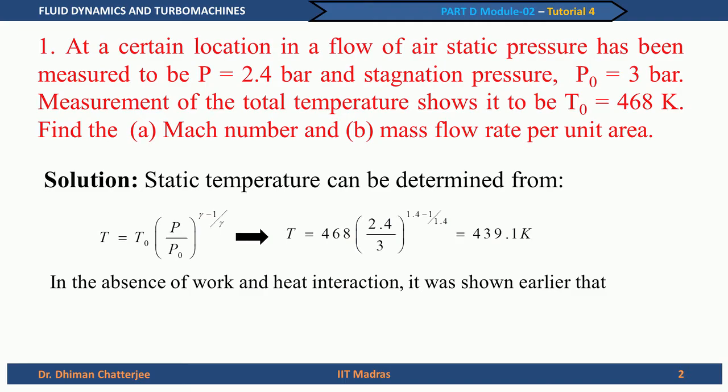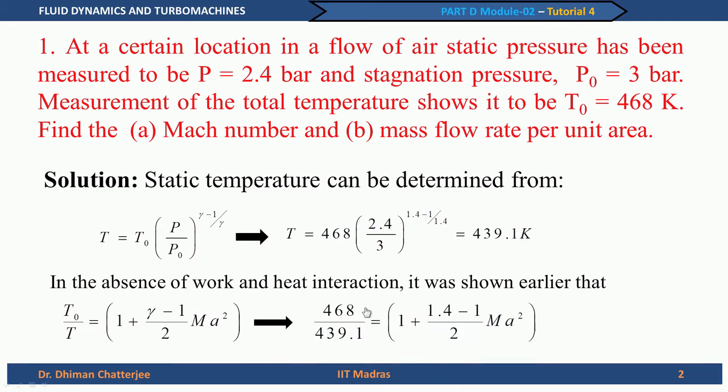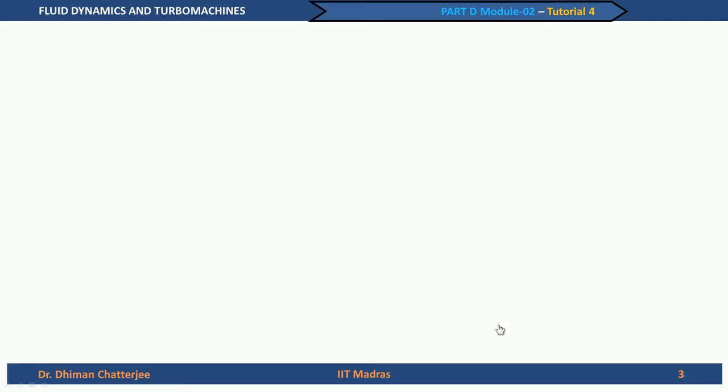In the absence of work and heat interaction, we have shown you throughout this week as well as in the earlier discussion on thermodynamics that T 0 by T can be related with the Mach number as 1 plus gamma minus 1 by 2 times Mach number square. And from here, since we know both T 0 and T, we know gamma, we can find out the Mach number easily, and we get the Mach number from this relationship as 0.574. So, it also shows the justification for using a compressible flow relationship, because you recollect that Mach number greater than 0.3 is considered to be a compressible flow.